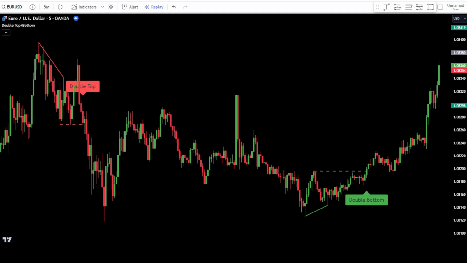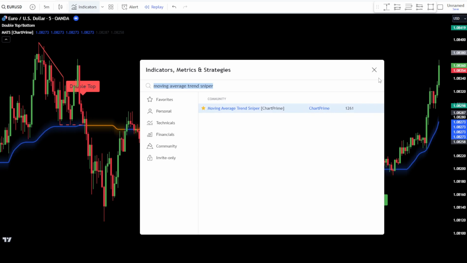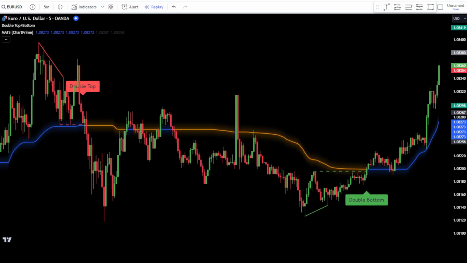To further filter the signals that appear, let's add another indicator that will be used as a trend filter in the market. Go to the Indicator Search tab and type Moving Average Trend Sniper. Then, simply select Moving Average Trend Sniper from ChartPrime. For the Moving Average Trend Sniper, leave it at the default settings.